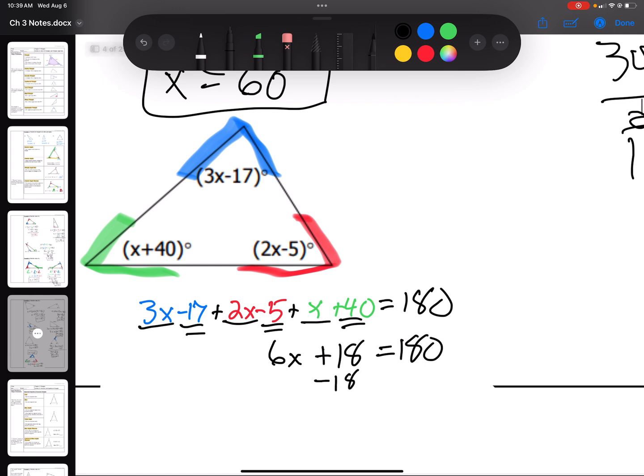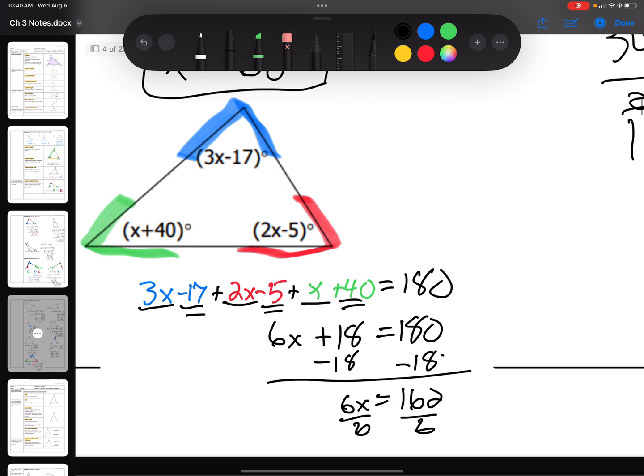Subtract 18 from both sides. I'll be left with 6x equals 162. Divide both sides by 6, and you'll get, I'm out of space, I'll write my answer here, x equals 27.